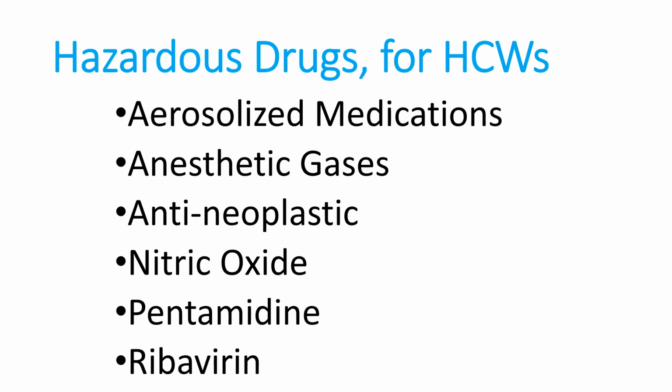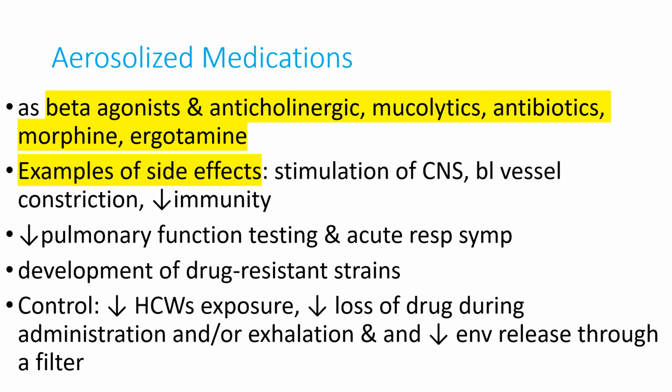Hazardous drugs for healthcare workers: aerosolized medication, anesthetic gases, antineoplastics, nitric oxide, pentamidine, and ribavirin. Here we will describe aerosolized medications, such as beta agonists, anticholinergics, mucolytics, antibiotics, morphine, and ergotamine. Examples of side effects: stimulation of CNS, blood vessel constriction, decreased immunity, decreased pulmonary function tests, acute respiratory symptoms, and development of drug-resistant strains. Control: decreased healthcare worker exposure, decreased loss of drug during administration and exhalation, and decreased environmental release through a filter.